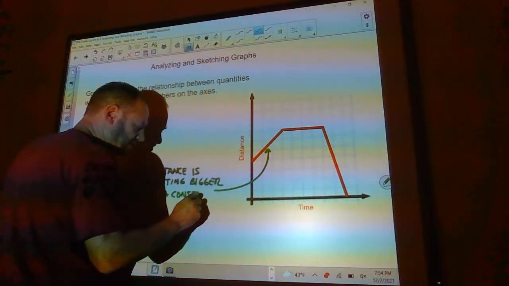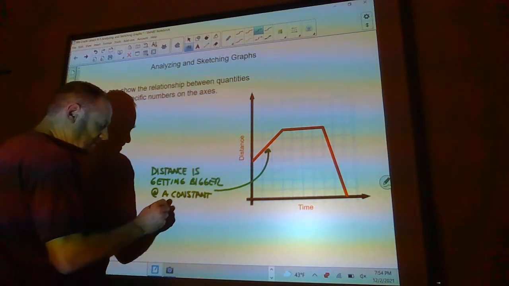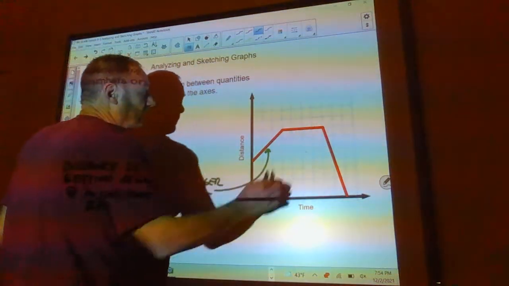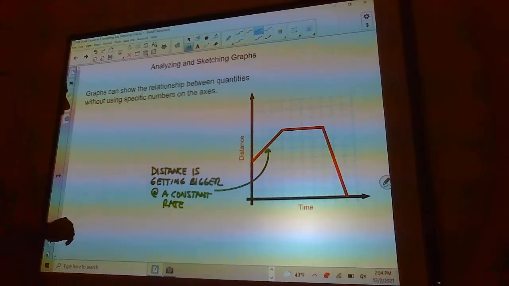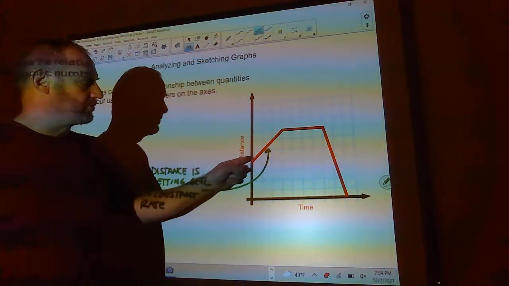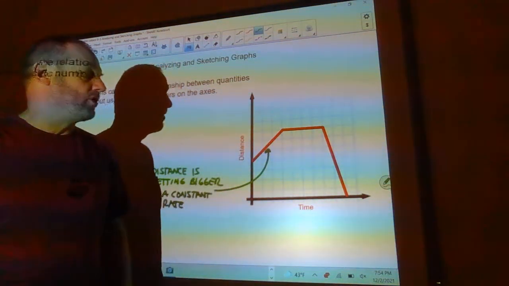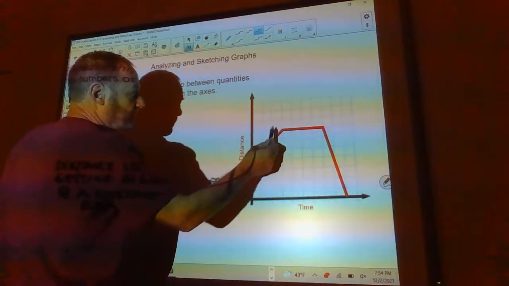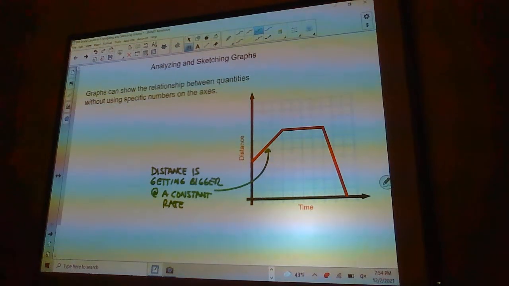Now, you might question that it's a constant rate because you think a constant would be a horizontal line. But the rate is constant. The rate is staying the same all the time. In this case, it's going up 1 over 1, up 1 over 1, up 1 over 1. The slope is always 1. So the distance is getting bigger, and the rate is constant.